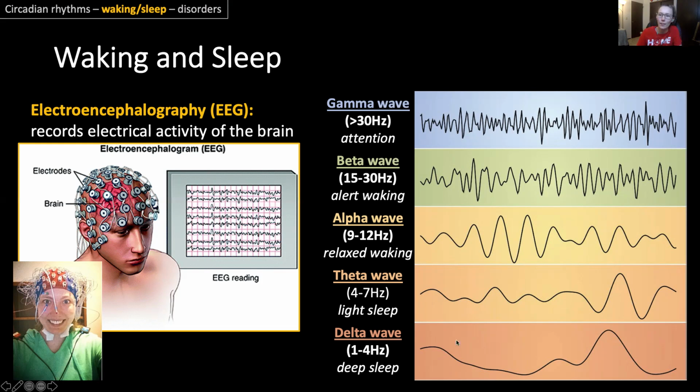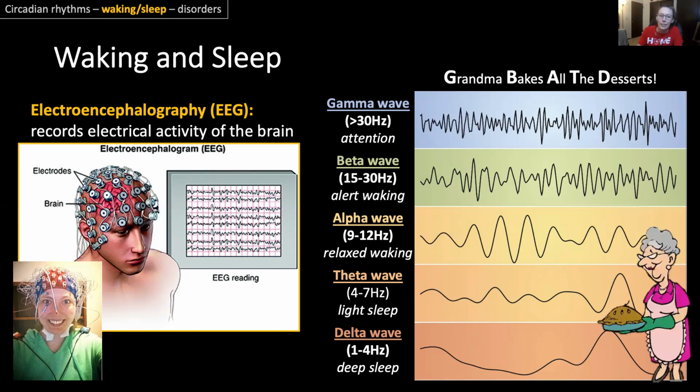Now, if you want a little mnemonic for how to memorize the order of these frequencies, since it's not in alphabetical order, I made up this little analogy. If you remember that grandma bakes all the desserts, it'll help you remember the order from gamma, beta, alpha, theta, delta, from fastest to slowest waves. Grandma bakes all the desserts.